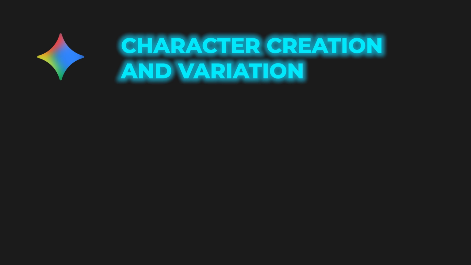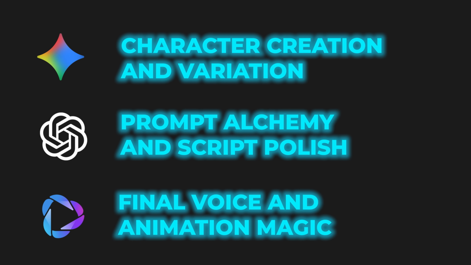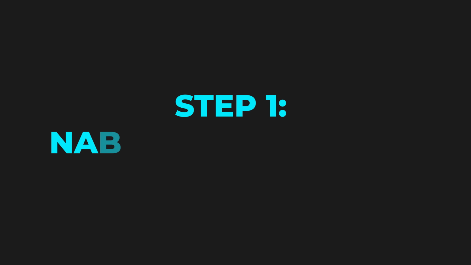The order matters. Nano Banana first for character creation variation. ChatGPT second for prompt alchemy and script polish. HeyGen third for the final voice and animation magic. Let me show you exactly how this works. Let's start with Nano Banana.